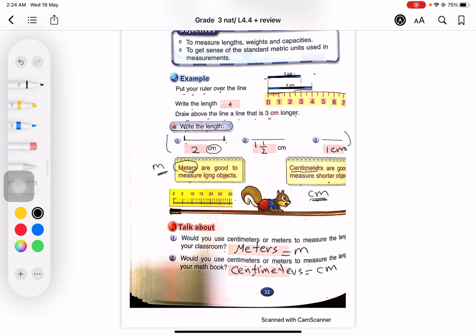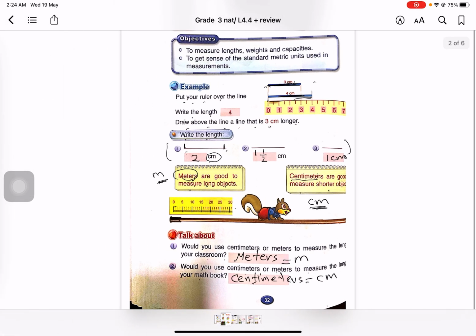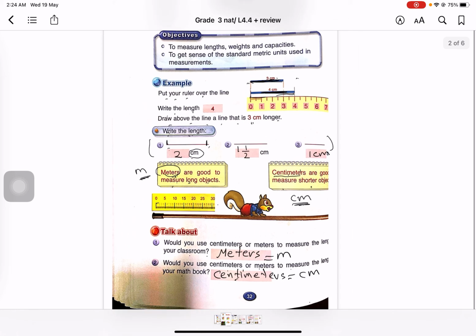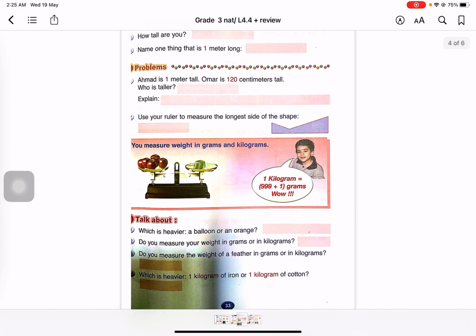You want to measure the length of your classroom, length and width. You are going to use what? Meters. But if you are measuring your math book, you are going to use centimeters. So when I measure these lines, I use the ruler. I put the ruler from 0 to what? It's 2 centimeters. This one is 1 centimeter, and this one is between 1 and 2. So we write it 1.5 centimeters. We finished page 32. Let's go to page 33.